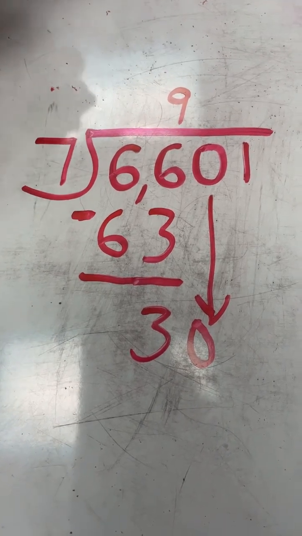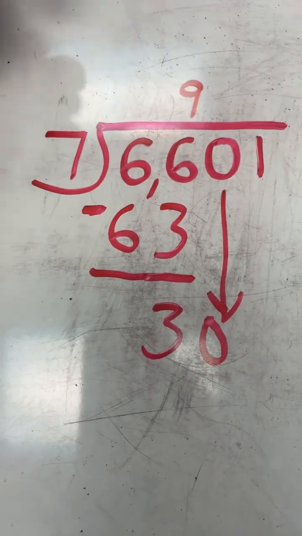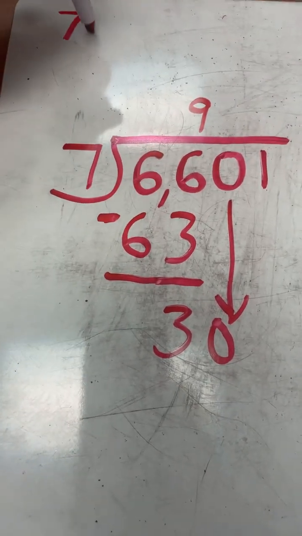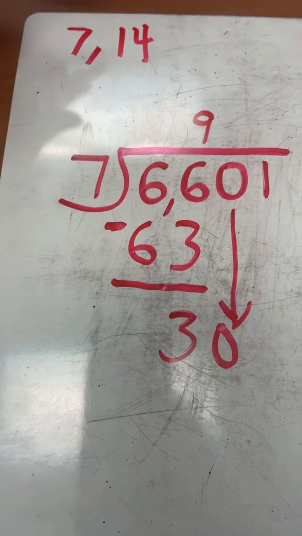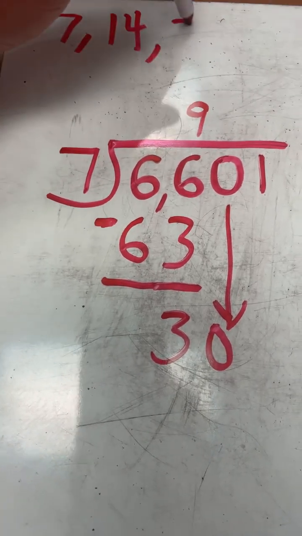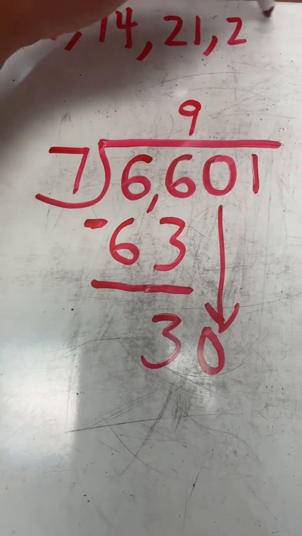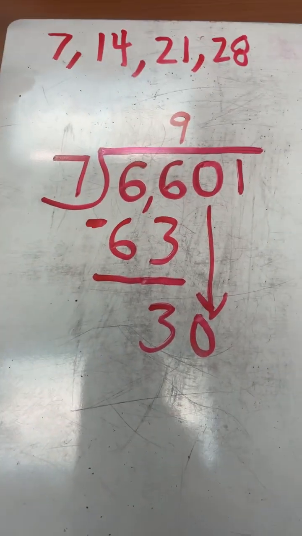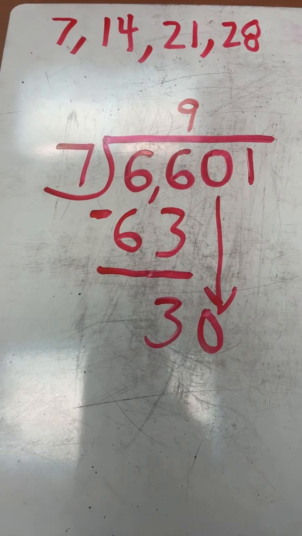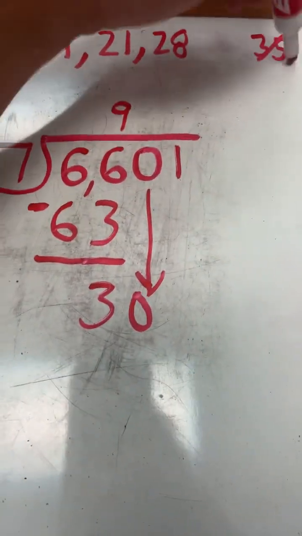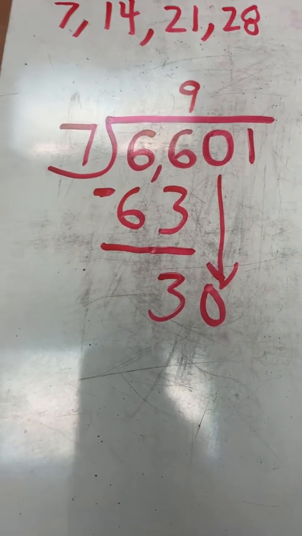So now I'm going to count by 7s again. I'm going to see how many groups of 7 I can get within the number 30. 7, that's 1 group of 7. 14, 2 groups of 7. 21, 3 groups of 7. 28, 4 groups of 7. Now if I count by 7 again, I will be at 35, and 35 is too far. 35 would be past the number 30.